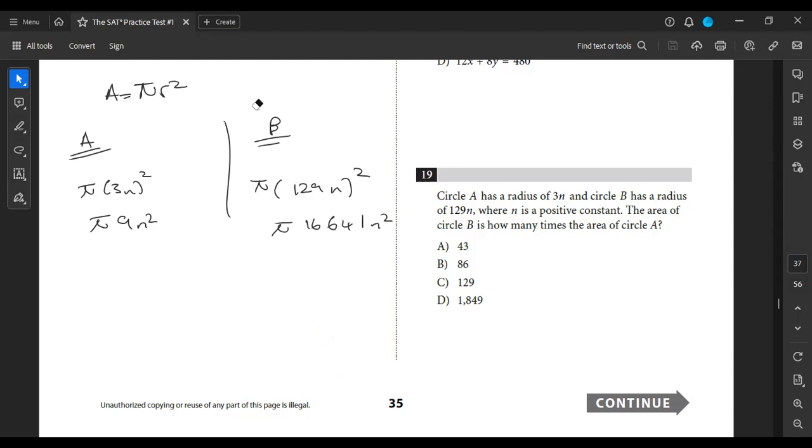All right, Tao, you can chill before you write on the screen. All right, so the area of B is how many times the area of A? So how do you guys think we can find this answer? Sir, divide area of B. Exactly. Divide the area of B by the area of A. And that will leave us, right, so 16,641 divided by 9, right? And that's 1849. So our answer is actually D.